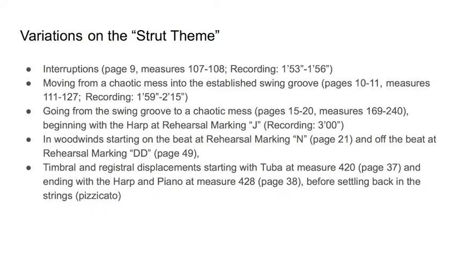There are also moments where I move from this chaotic mess, where something is happening on every one of the 6 beats in these 6/8 measures, and it slowly gets back into that established swing groove. If I did it that way, why not do it in reverse, going from that swing groove into a chaotic mess? I also changed the timbre of it.